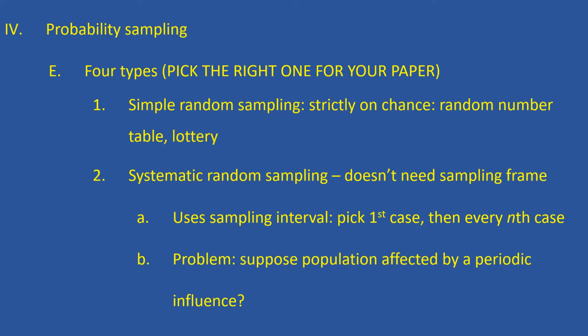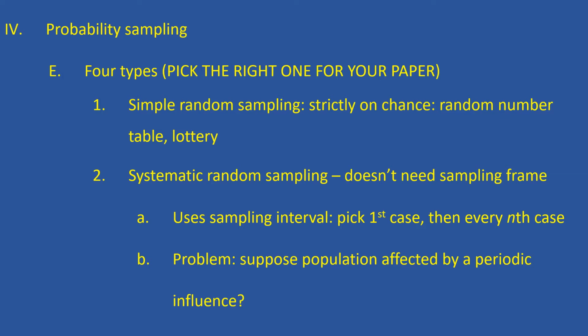Which one? Okay, simple random sampling is as simple as it sounds. You just generate a random number table. You go to your sampling frame. You just pick those people who got picked. You've turned them into numbers, and now you just take the numbers and apply them to your sampling frame. And that's your sample. Easy.